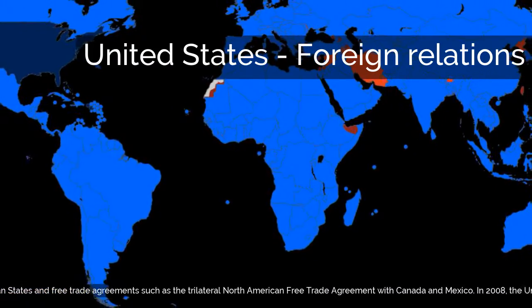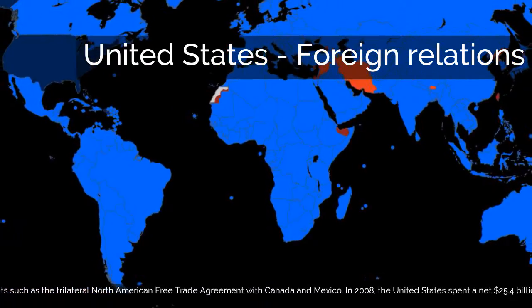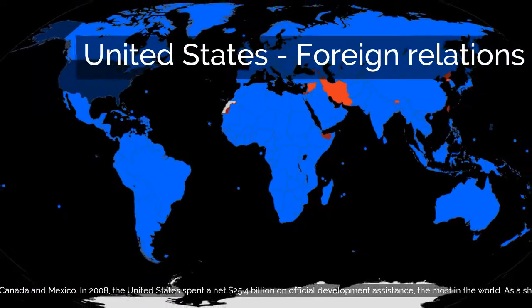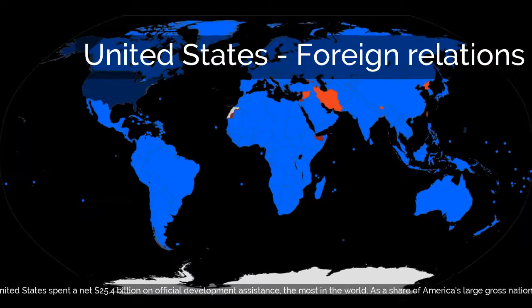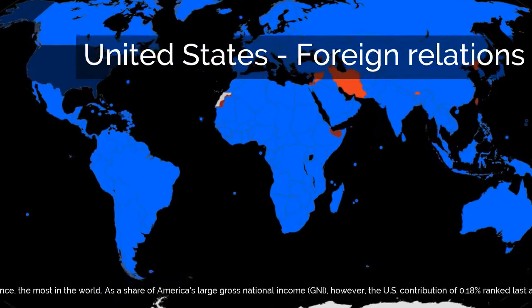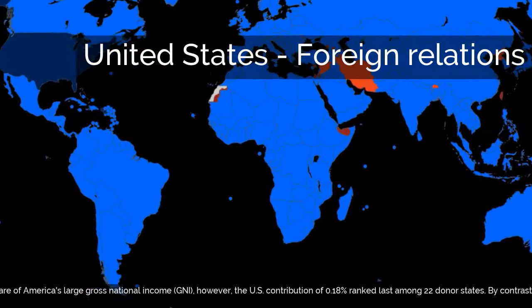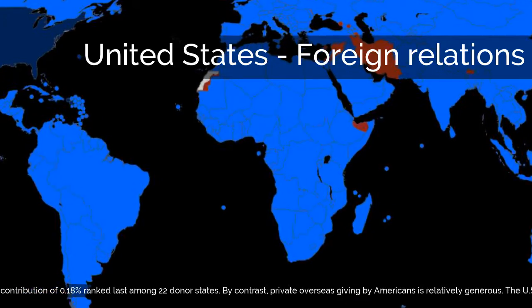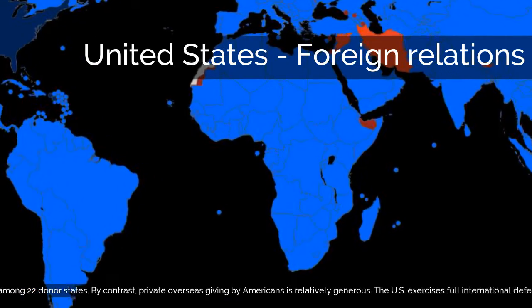In 2008, the United States spent a net $25.4 billion on official development assistance, the most in the world. As a share of America's large gross national income, GNI, however, the U.S. contribution of 0.18% ranked last among 22 donor states. By contrast, private overseas giving by Americans is relatively generous.